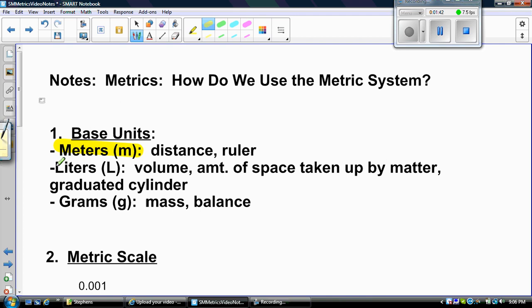Liters is used to measure volume, how much space matter takes up, and we usually use a graduated cylinder as the instrument. And then we have grams, which is used to measure mass, and we use a balance. And in parentheses, I've also given you the abbreviation for each unit. So meters is M, liters is L, grams is G.